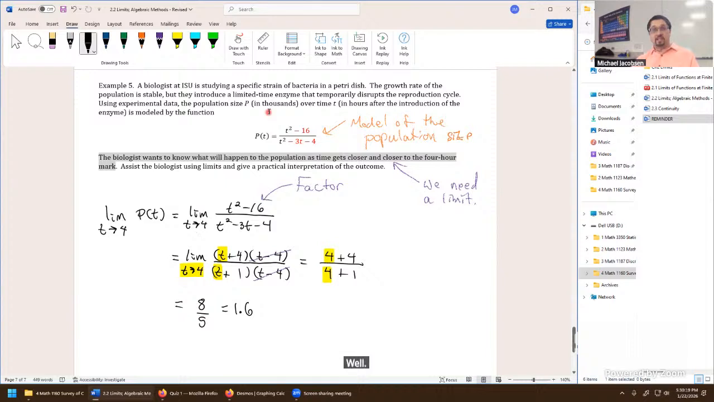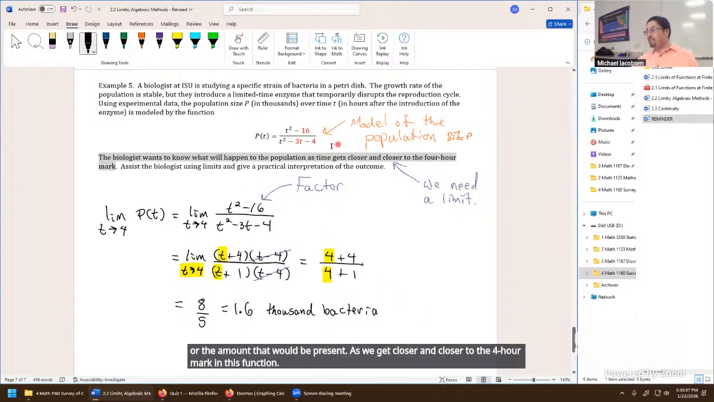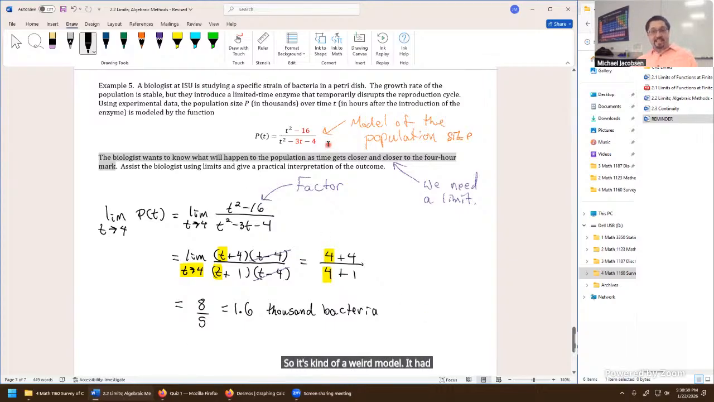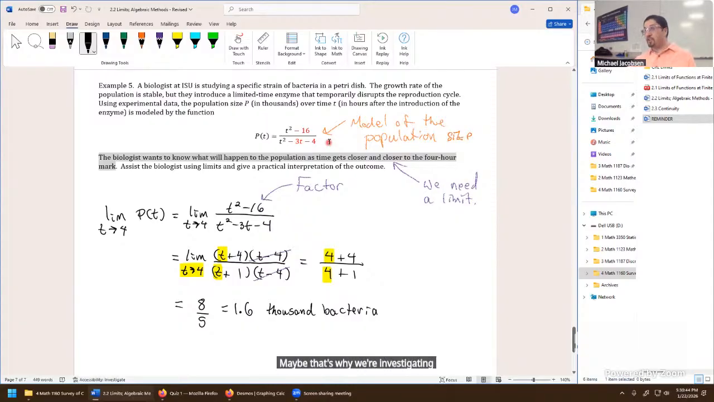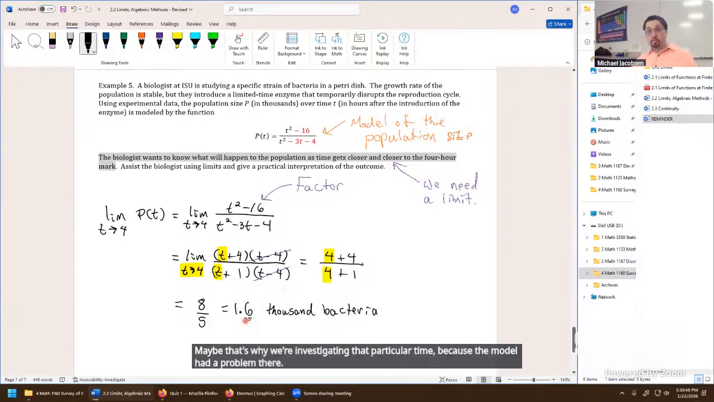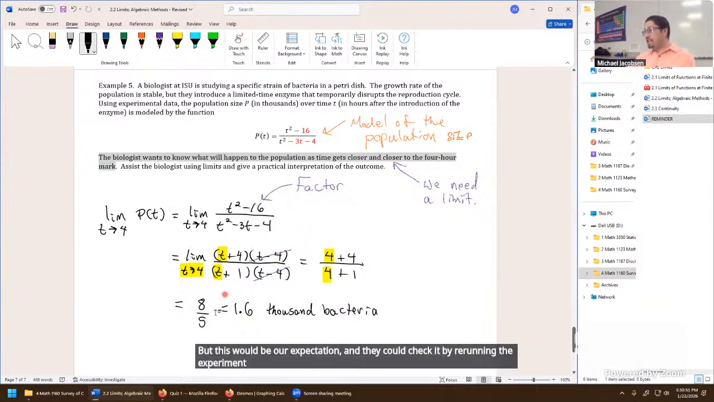Go back to the unit. This is in thousands, so we can say 1.6 thousand bacteria are the amount that would be present as we get closer and closer to the 4-hour mark in this function. So it's kind of a weird model. It had an undefined value right at the time of interest. Maybe that's why we're investigating that particular time, because the model had a problem there. But this would be our expectation. And they could check it by rerunning the experiment, see how close they get to 1.6 thousand bacteria.